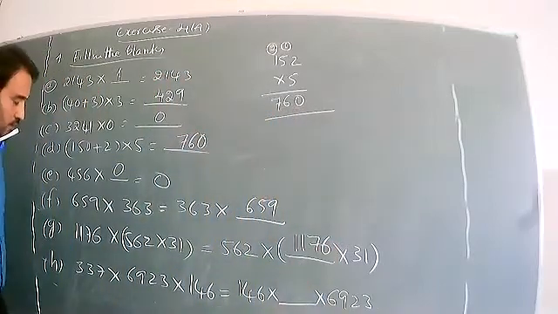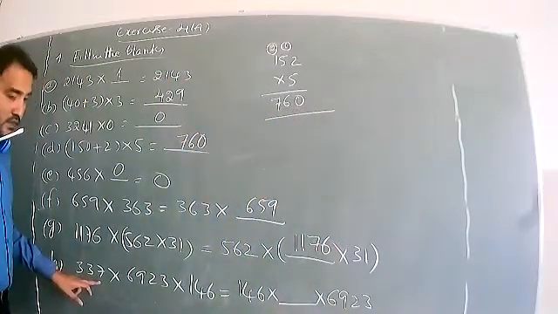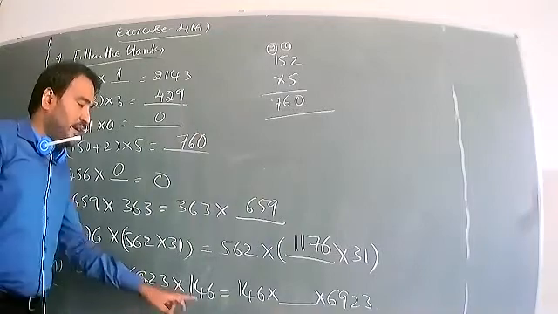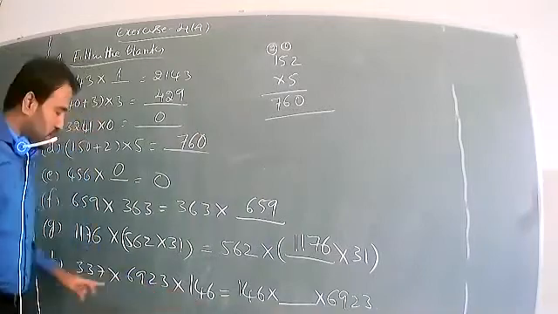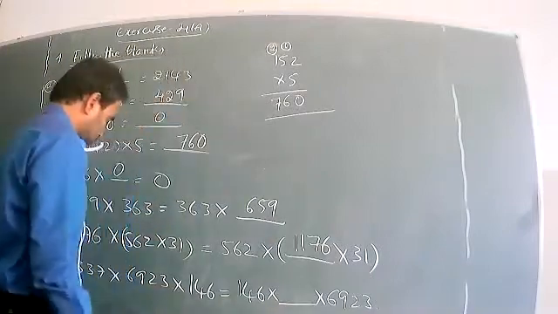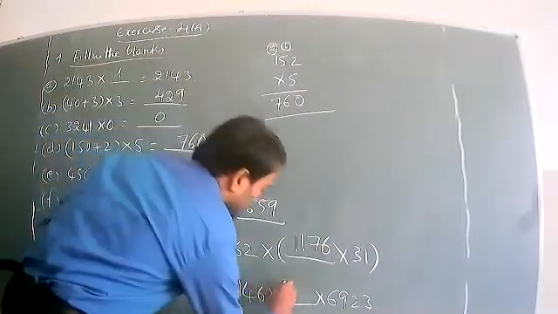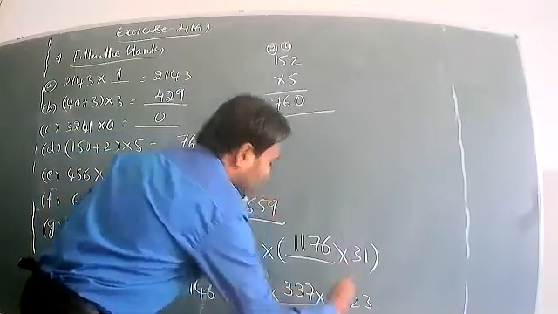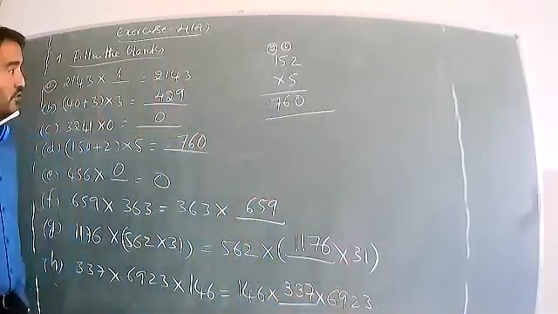Next, I will go for 337, 6923 into 146. So which number is missing here in the place of next is equal to? So which number is missing? 337. So this is the answer. So that was the first main.